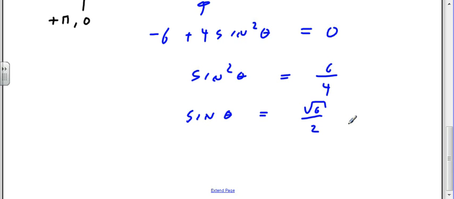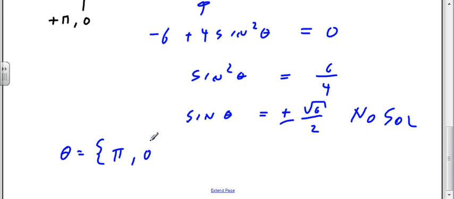Now, well, we might not have to worry about that. Is the square root of 6 over 2 greater than 1? And if I calculated it, come on, I'd know that. Square root of 6 divided by 2 is greater than 1. So this is no solution. You're right, there's a plus or minus there, but there's also no solution here. So the only solution we have is theta is equal to pi and 0.